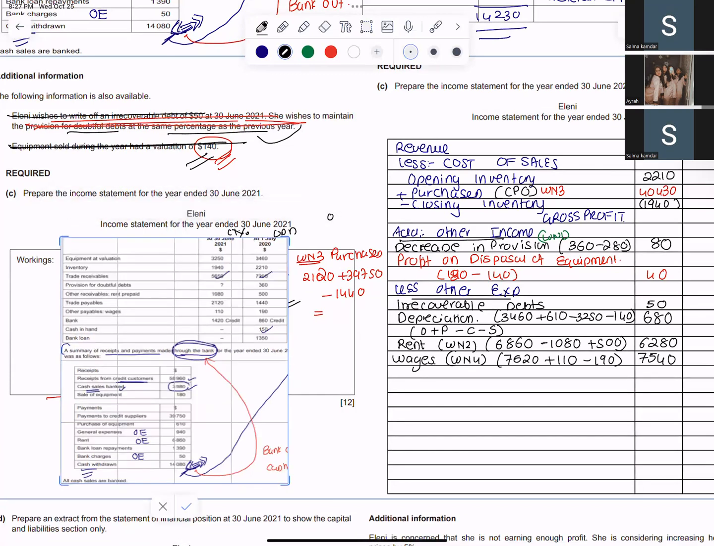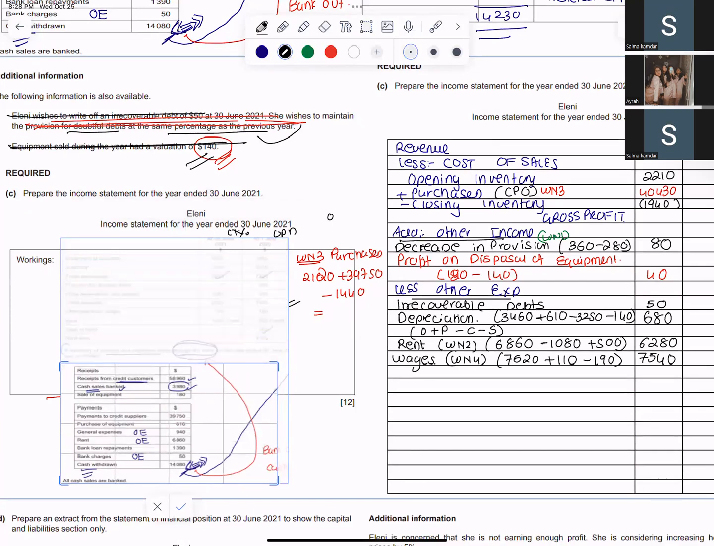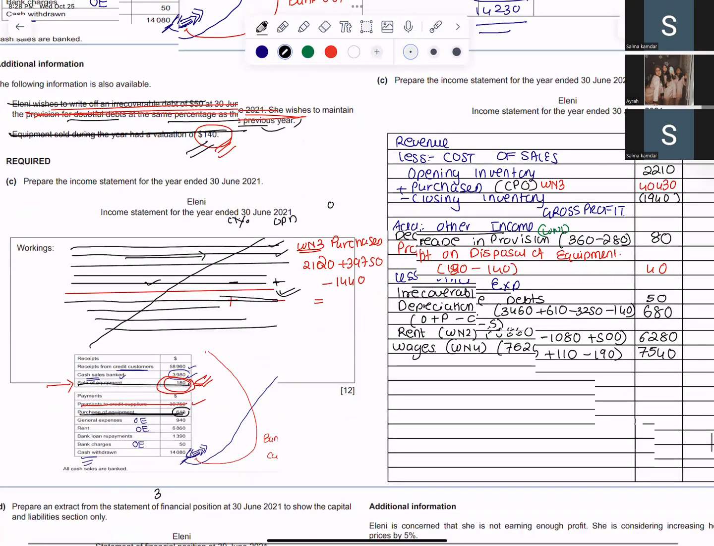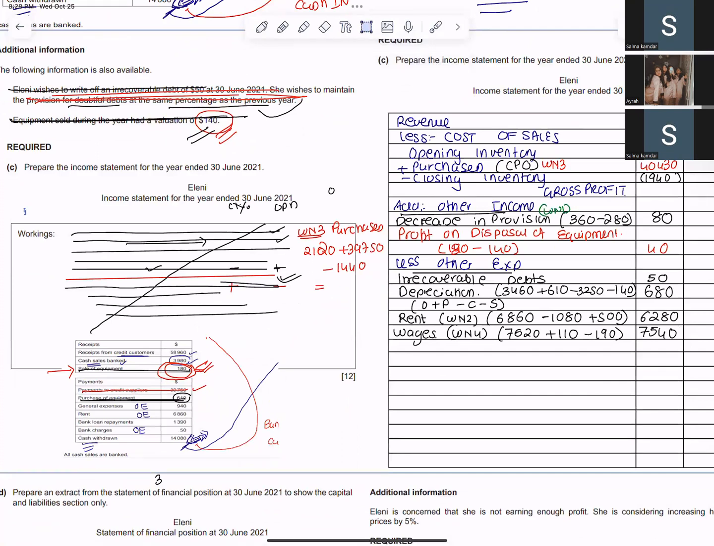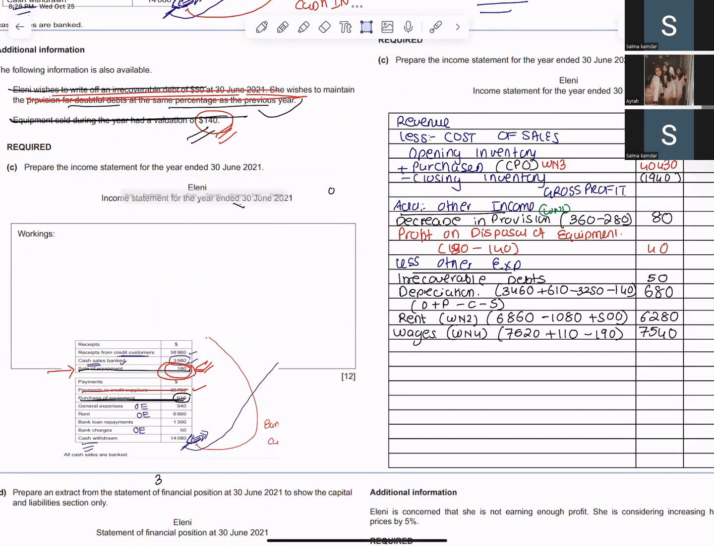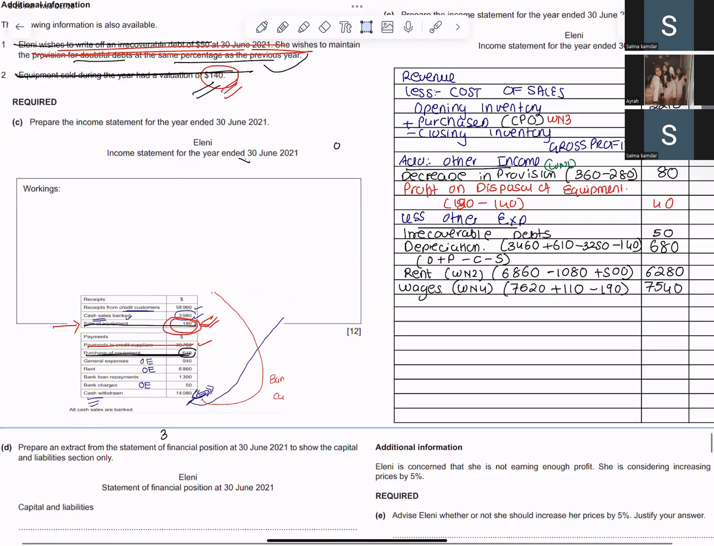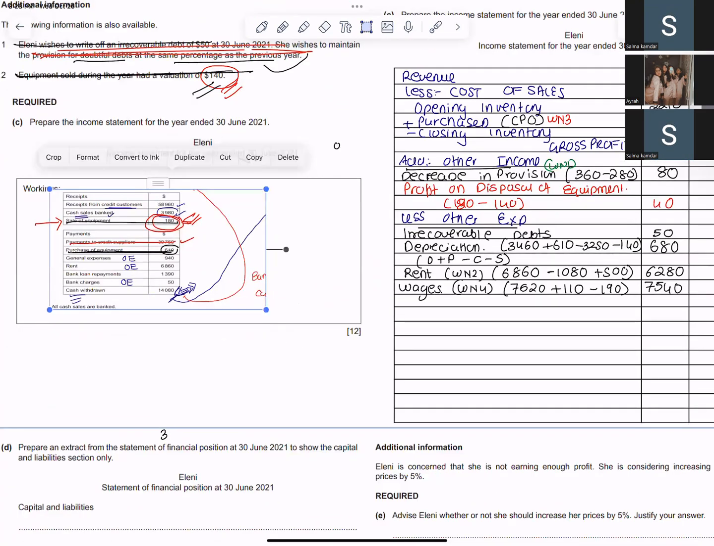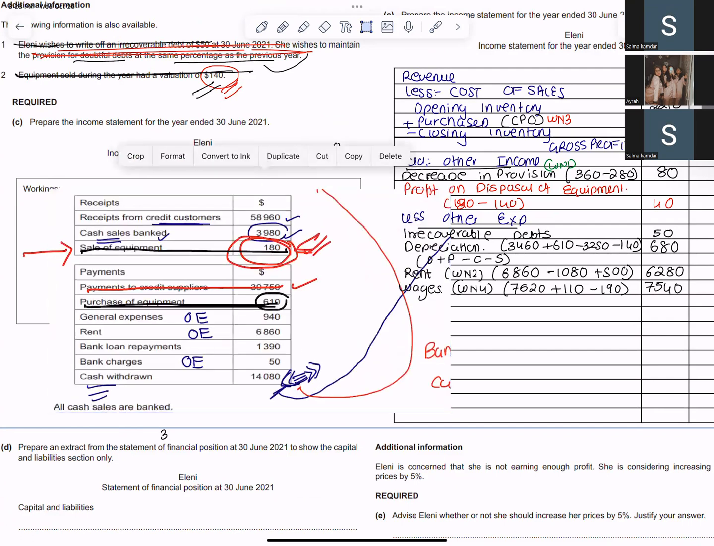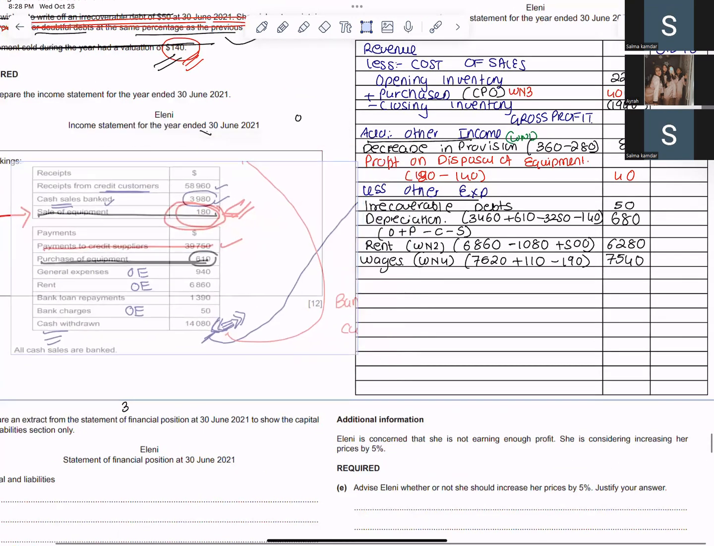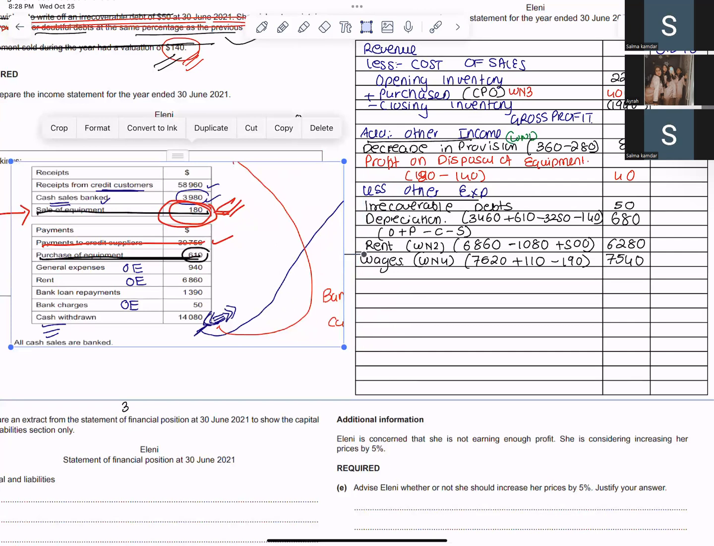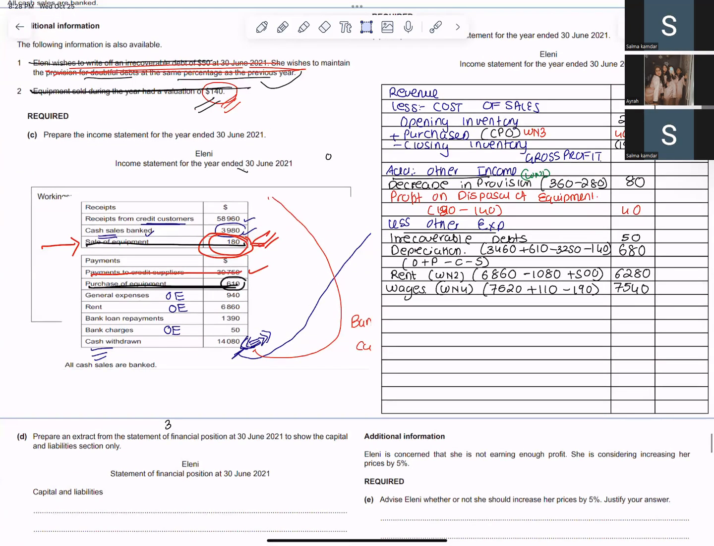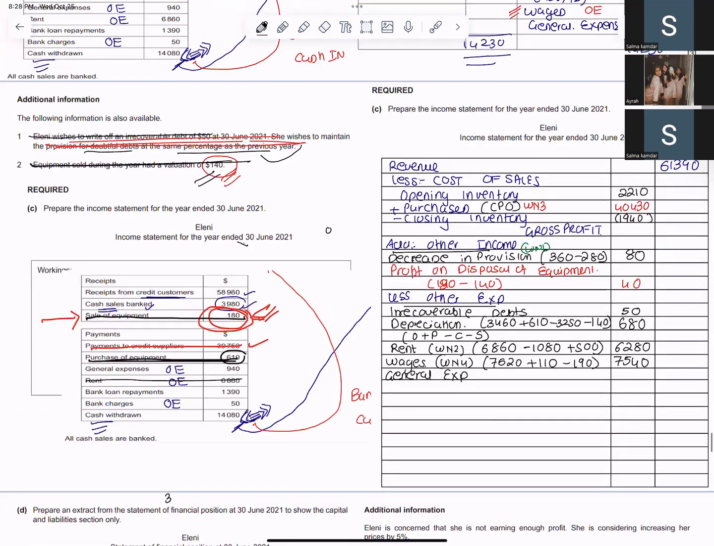Now let's go to the receipts and payment account. Check. Receipts from credit customers is done. Cash sales bank is done. Sales of equipment is done. Payment to credit suppliers is done. Purchase of equipment is done. General expense is not done. General expenses, yes, but we have general expenses in the bank account, cash account also. So there are two general expenses.